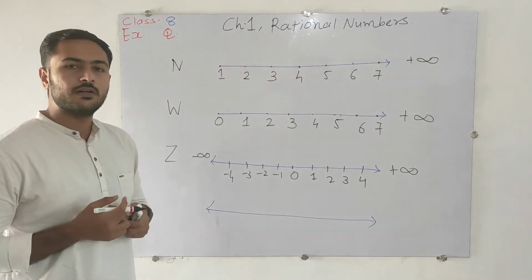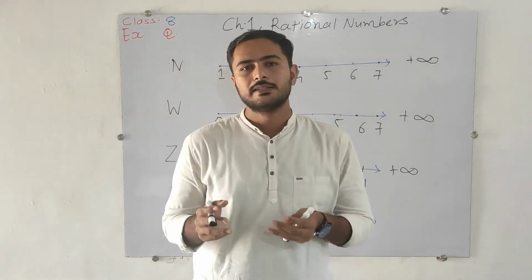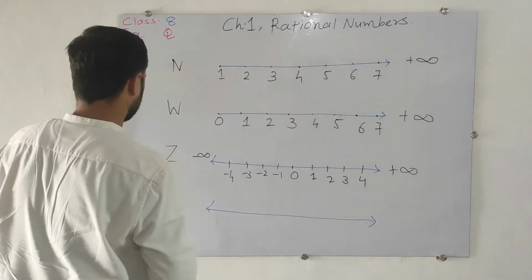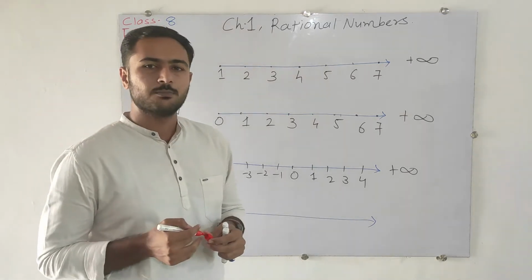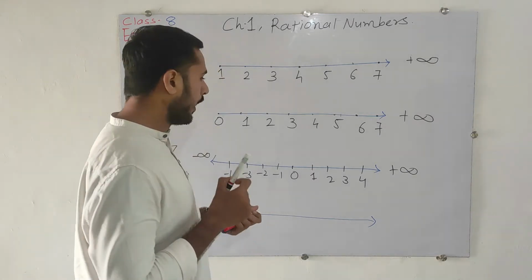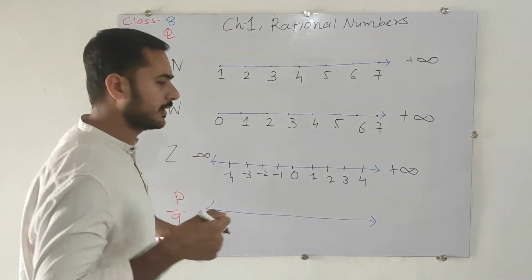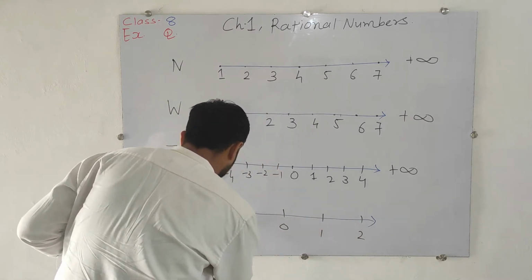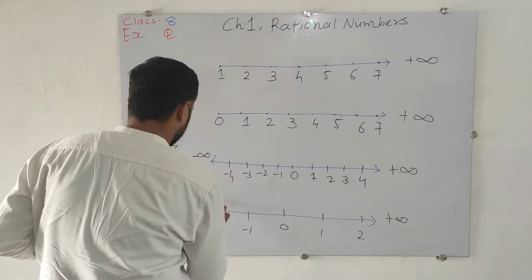Now comes the rational number. We know very well what a rational number is: any number that is in the form of P by Q is known as a rational number. So simply, the number which is in fraction form. But first of all, I am going to show you how we can convert from integers to rational numbers. Here we have 0, 1, 2, here -1 and -2, and here is plus infinite, and this side minus infinite.